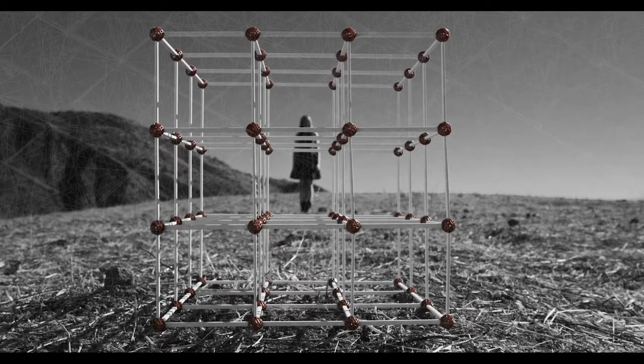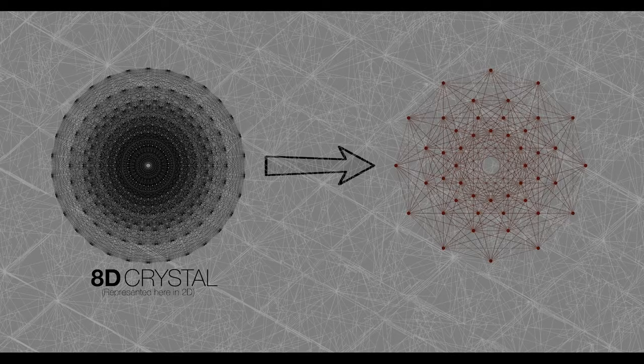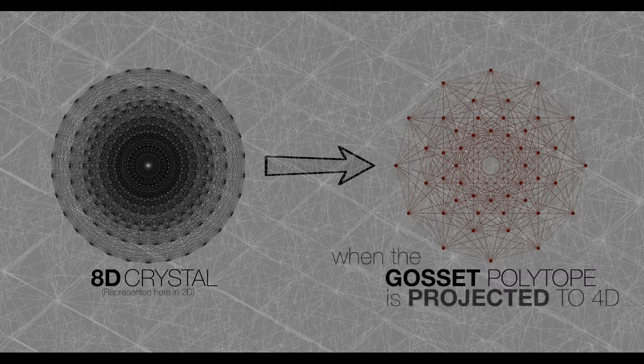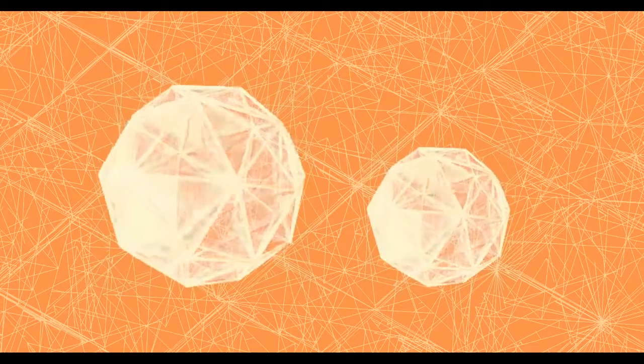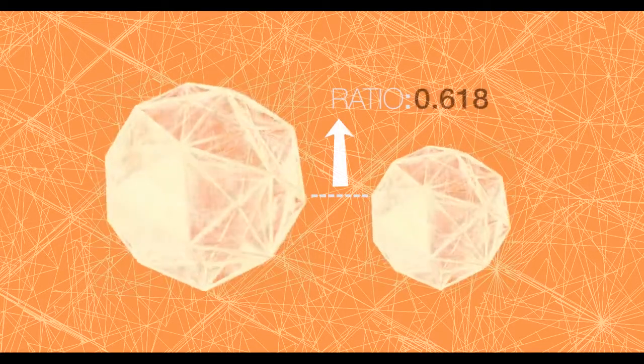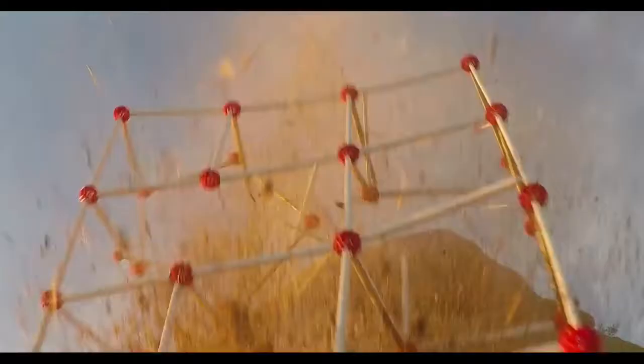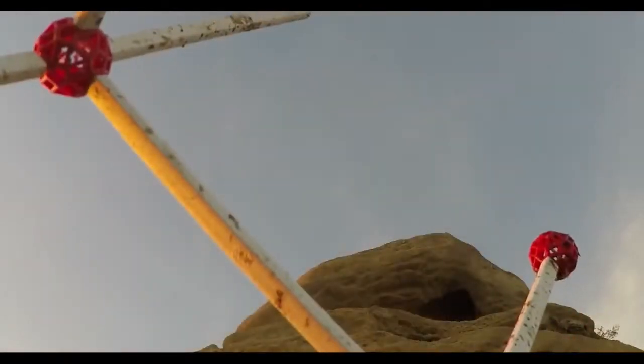Now, just like the basic cell shape of the 3D cubic lattice is the cube, the cell shape of the E8 lattice is an 8D shape with 240 vertices. We call it the Gaussian polytope. When the Gaussian polytope is projected to 4D, it becomes two identical shapes of different sizes. The ratio of their sizes is a unique number, 0.618, also known as the golden ratio. The golden ratio may be the fundamental constant of nature.